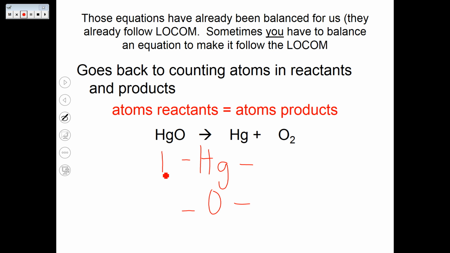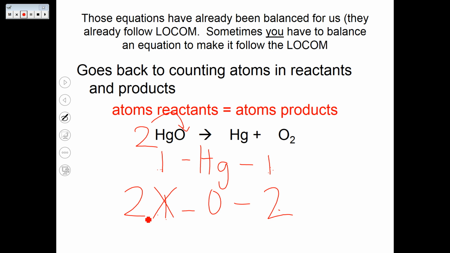So I have 1 mercury and 1 oxygen on my reactant side. On my product side, I have 1 mercury and 2 oxygen atoms. So you look and compare. The mercuries are balanced, the oxygens are not. Remember, the only thing that you can add is a coefficient. You can't just put a subscript of 2 next to the oxygen. That's not possible. So you need to put a coefficient of 2 here so that it distributes to the oxygen and turns that into a 2.